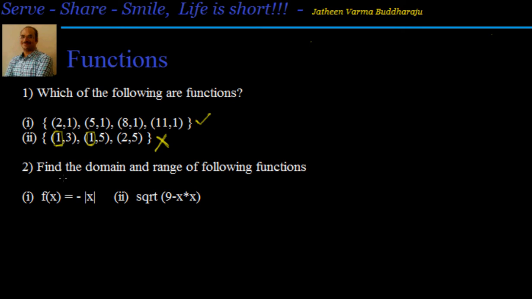Let's look at some more examples. Find the domain and range of the following function. Now what is the function we have? The function is f of x equal to minus of mod of x. Now as you are aware, the modulus function always returns the absolute value. What is the meaning of that? If you give a positive value, it will return a positive value. If you give a negative value also, it returns a positive value. So without sign, it returns the exact absolute value.